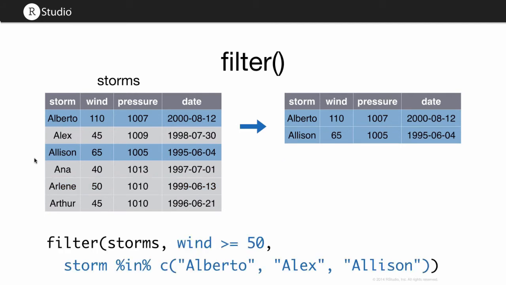You can combine tests by putting a comma in between tests, and what filter will do is it'll combine them as if there was an and statement between them. So these are only the rows where the wind is greater than 50 and the storm name is in Alberto, Alex, and Allison. If you want to do an OR condition, we'll just use the Boolean operator for OR in R to combine two tests into a single test. That's the pipe operator.